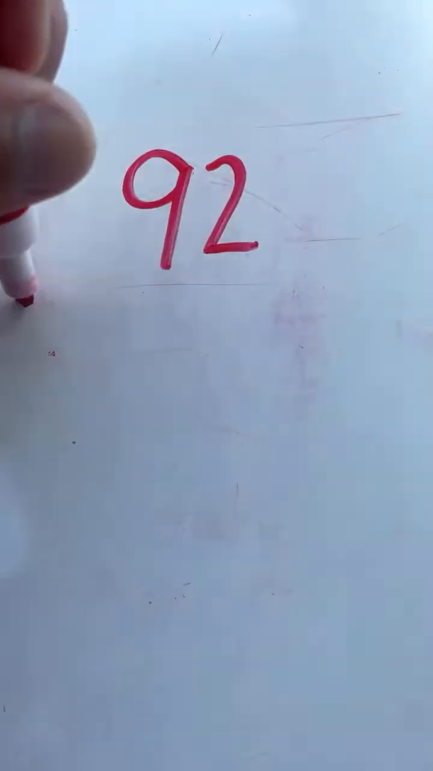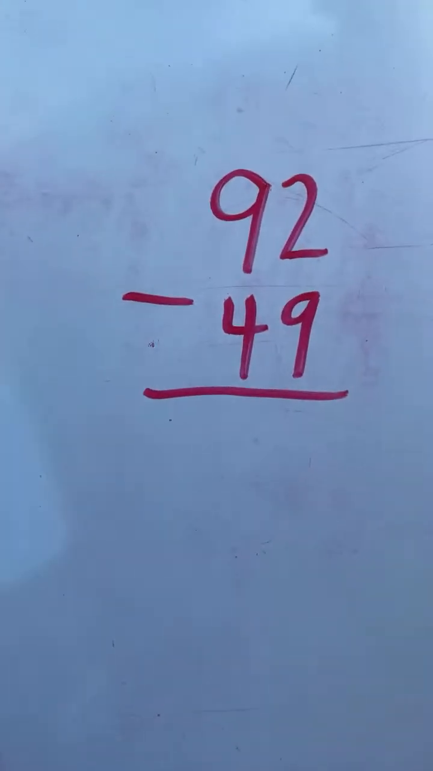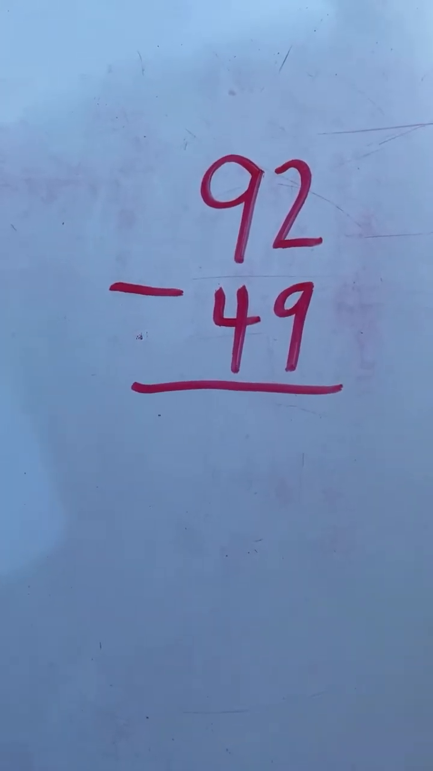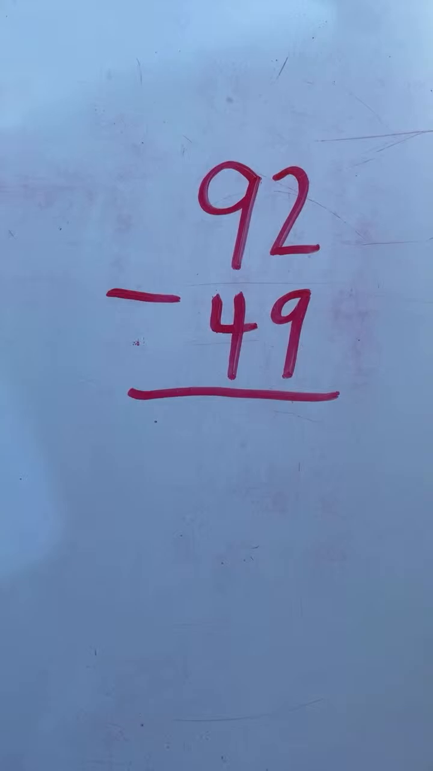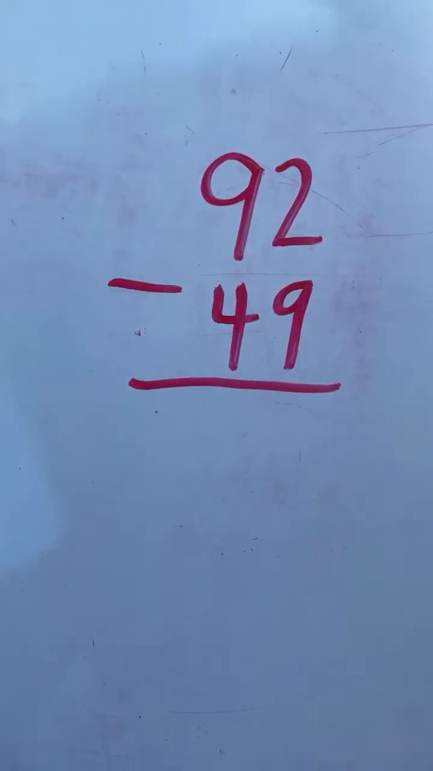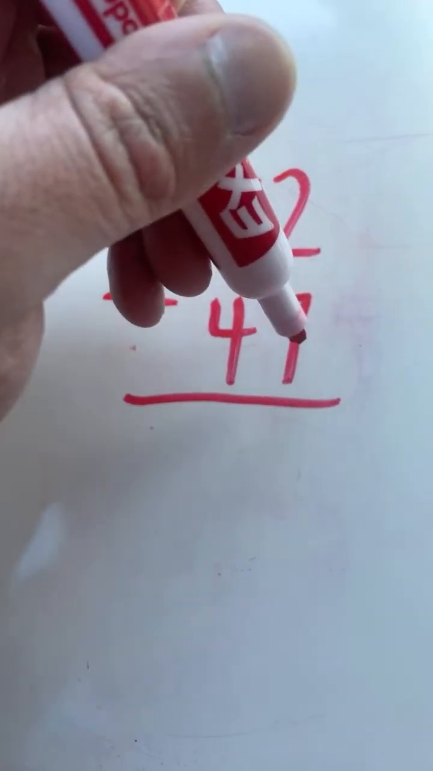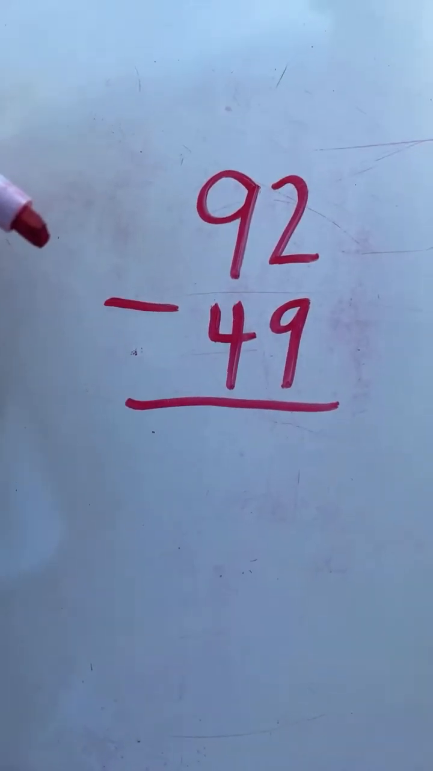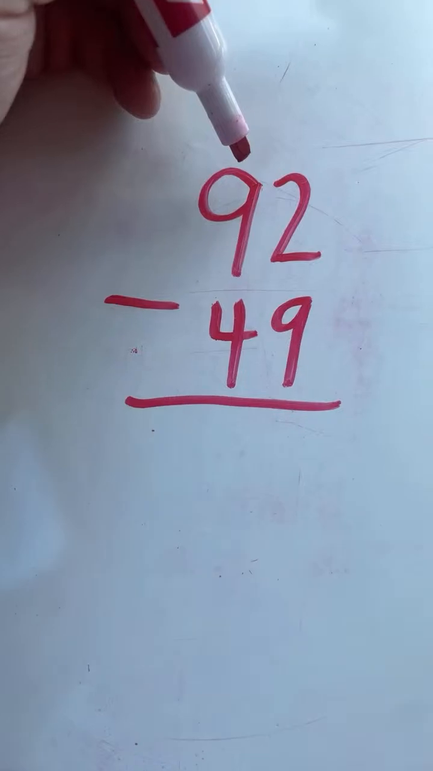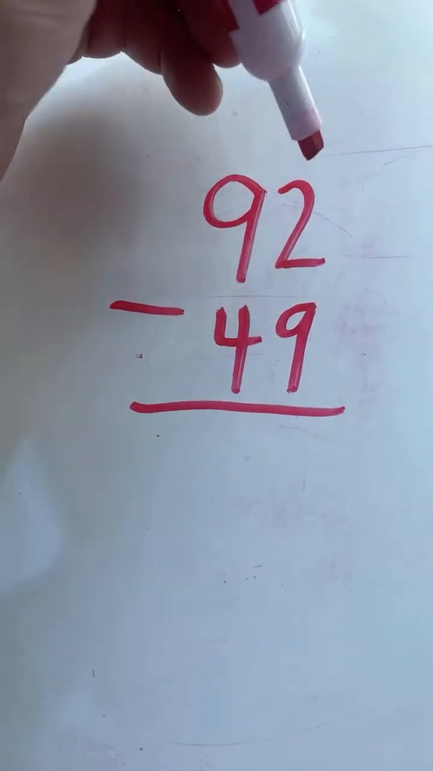Alright, on to the next example problem. Alright, 92 minus 49. So we check to see if regrouping is needed. And it is, because you cannot start out with 2 and take away 9. So we regroup by taking a 10 from the tens place, adding a 10 to the ones place.